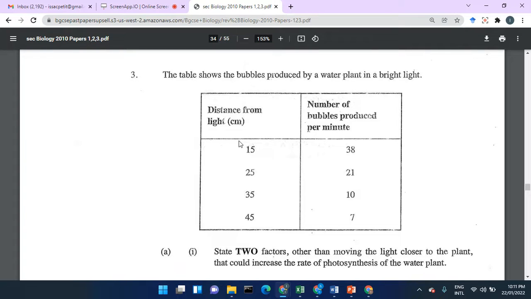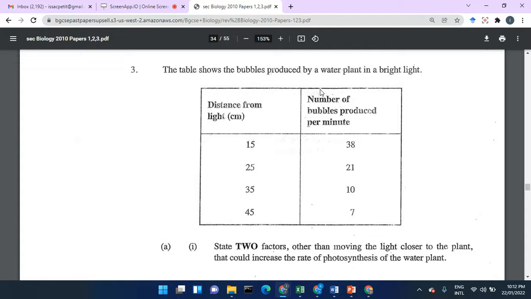Question number 3 states that the table shows the bubbles produced by a water plant in a bright light. And so here we have a table. The table has 2 columns. This column is entitled distance from light, and the distance from the light is measured in centimeters. That's a unit of measure for distance. And on this column, we have number of bubbles produced per minute.